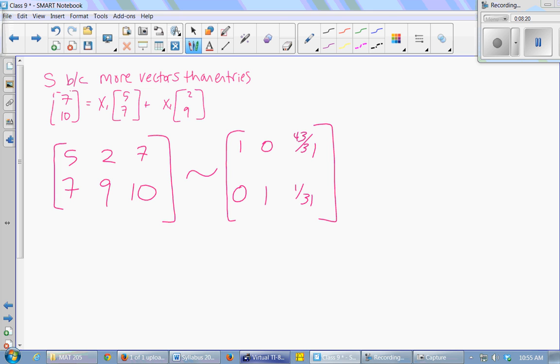So now we can move our focus away from the computational aspect of row reducing and just use a calculator. Unless on a test I say row reduce this and show all your row operations, right? So this says that x2 equals 1 over 31 and x1 equals 43 over 31. So I have found 2 weights, right? I have found weights that allows me to write 7, 10 as a linear combination of the other 2 vectors.